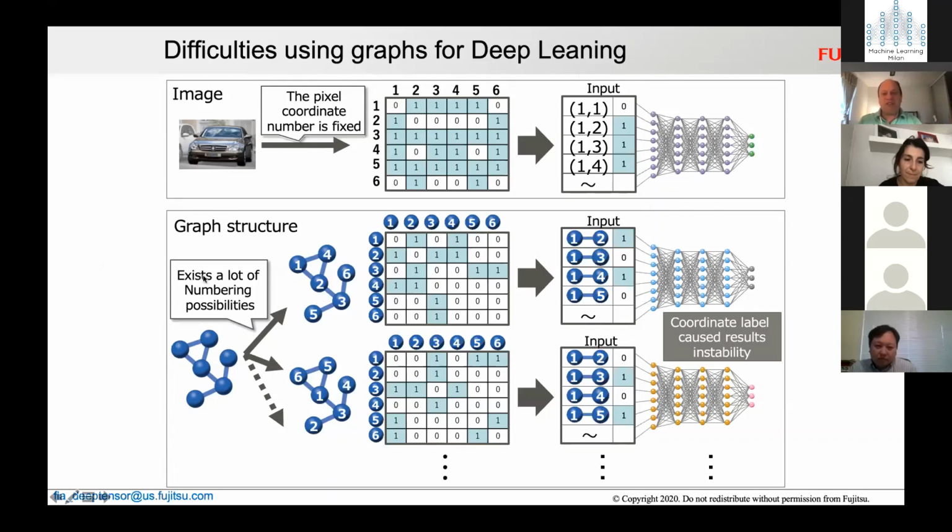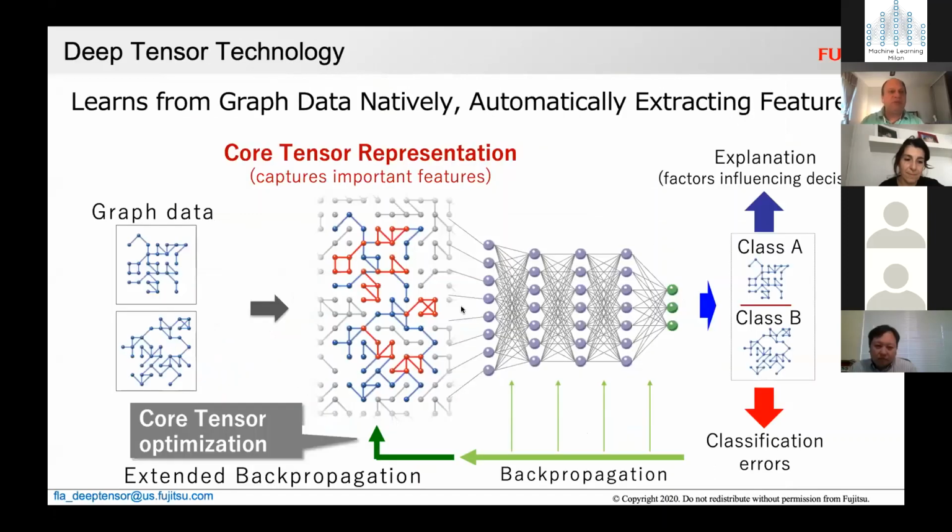For graphs, it's less understood, because if you're passing in a lot of graphs, each subgraph may have a different number of nodes and edges. And so how you map that is kind of challenging, and is very sensitive to how you map that. So that's a problem. And that's kind of the problem that Deep Tensor attempts to solve. So this is what Deep Tensor is.